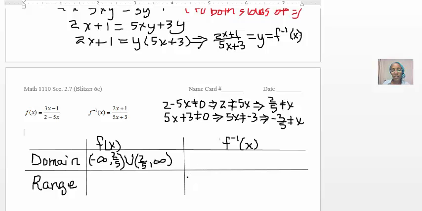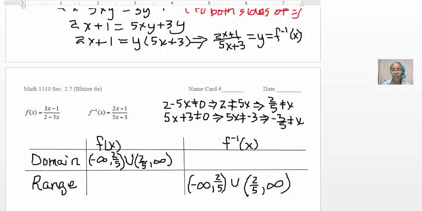Now, one of the things we said early on in our discussion about inverses is that that has to be the range of f inverse. That's the domain of f. Then that's got to be the range of the inverse function.